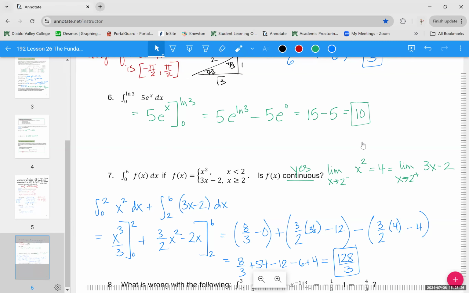Number 6 is pretty straightforward. I take my antiderivative. Since it's an e to the x times a constant, it'll be its own antiderivative. I plug in the ln and the 0 and simplify.